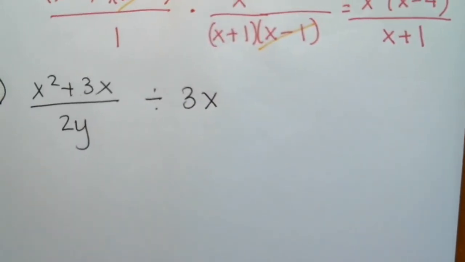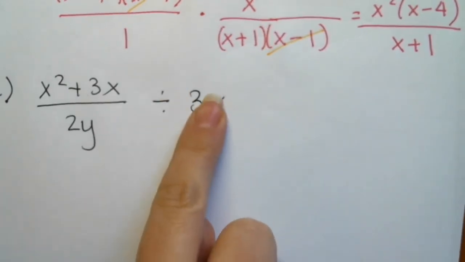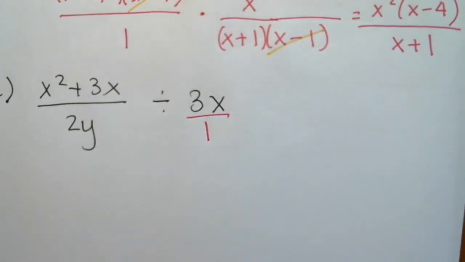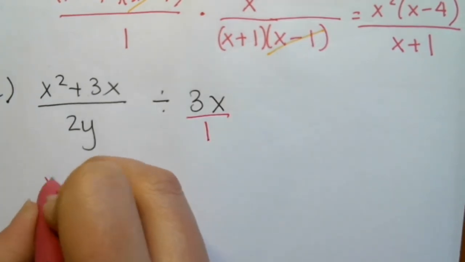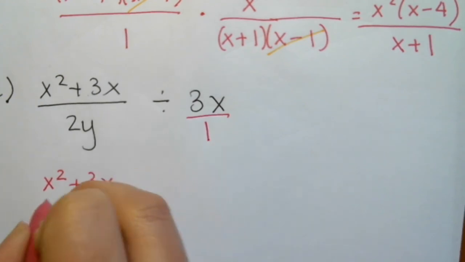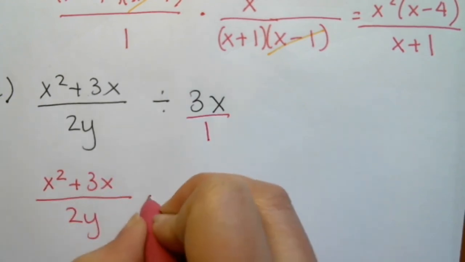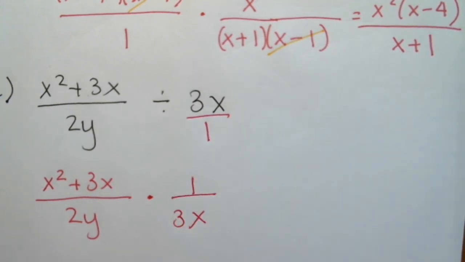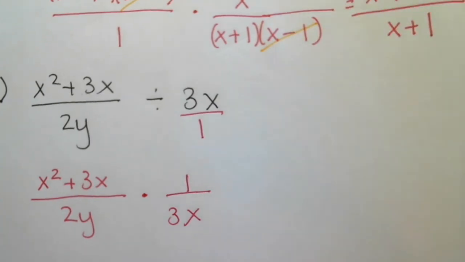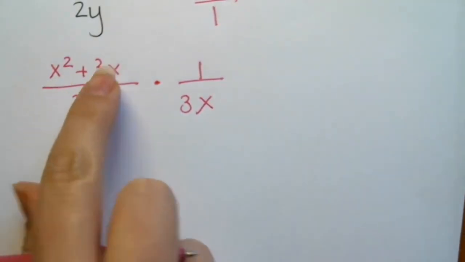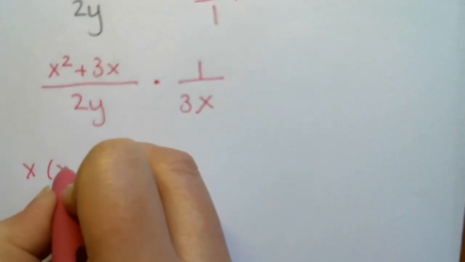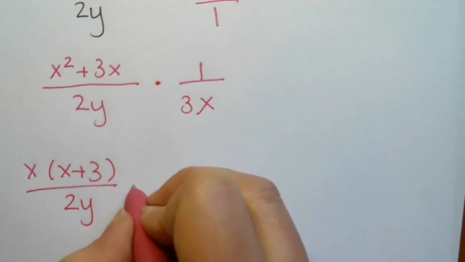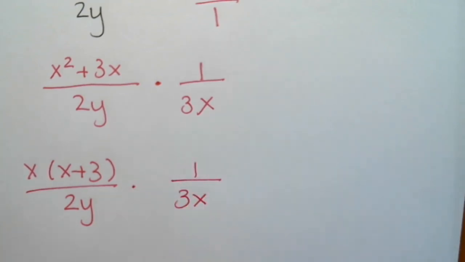Okay, so again, we know that when we have something that doesn't have a denominator, we can always put it over 1. Okay, so then when we change to multiplying by the reciprocal, this is going to change to multiplying by 1 over 3x. Okay, we're still going to factor everything. So the numerator here has a common factor of x, so we'll have x times x plus 3. Okay, 2y is already in factored form, and the 3x is already in factored form.